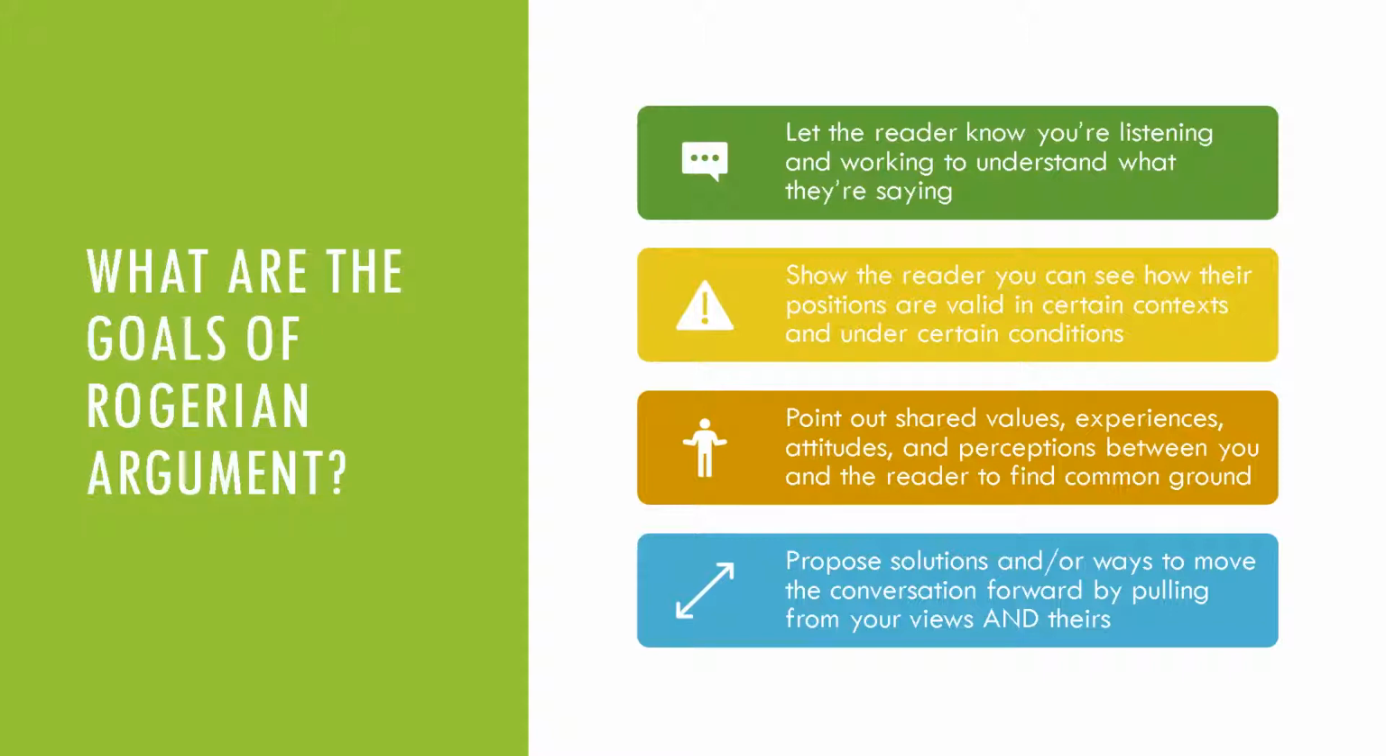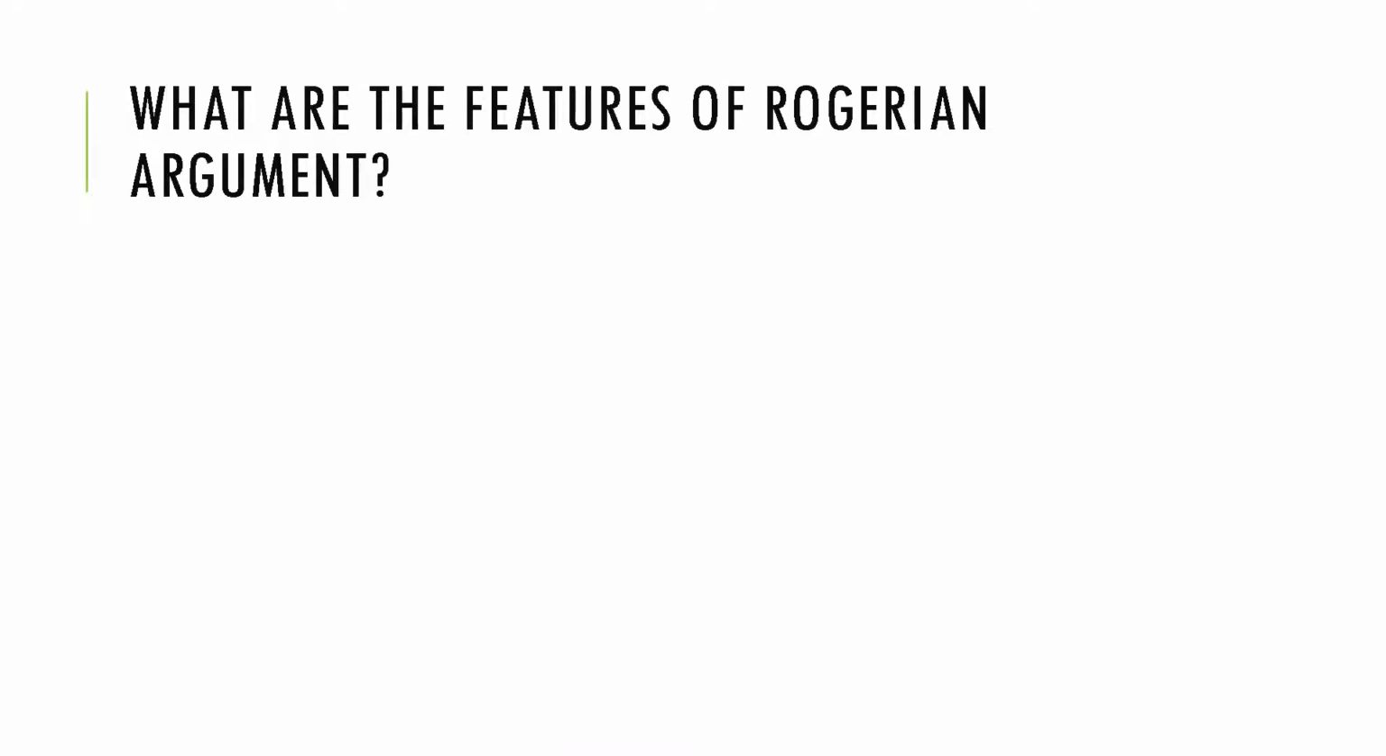And another goal is to help propose solutions or ways to move the conversation forward, at least to continue a dialogue instead of just shutting a conversation down, by pulling from some of your views and theirs. So those are some of the primary goals of Rogerian argument. Very different from traditional argumentation.